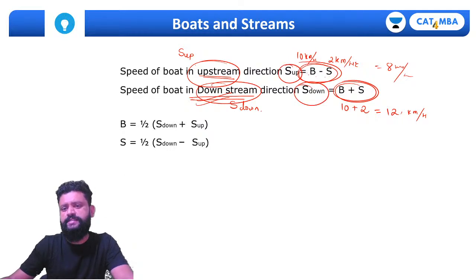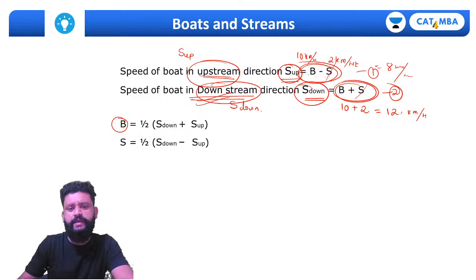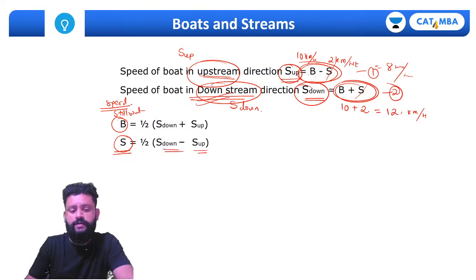Listen, if we add this equation 1 and 2, you'll get upstream speed plus downstream speed. यहाँ पे s cancel हो जाएगा, you'll get 2b, so b is the speed of boat in still water, still water में speed इतना आएगा, or you can simply say the actual speed, right? And the speed of the stream is s, that is half of downstream minus upstream.